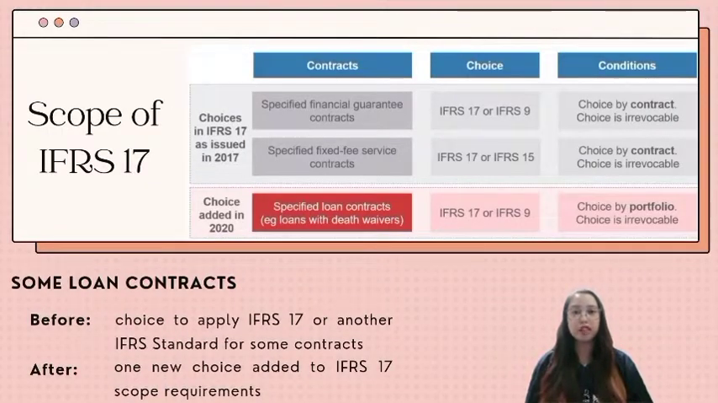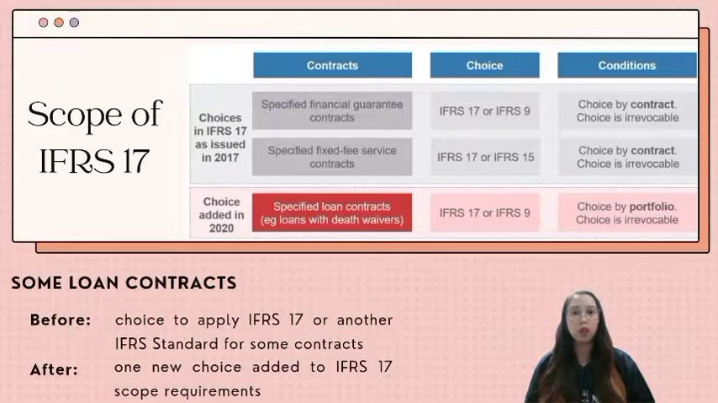So next naman po is another scope of IFRS 17, some loan contracts. So before, choice to apply IFRS 17 or another IFRS standard for some contracts. After, one new choice added to IFRS 17 scope requirements. Another amendment po about the scope in IFRS 17 is about some loan contracts. Nagbibigay po kasi ng option sa IFRS 17 kung paano po i-account yung ibang insurance contracts. Kung IFRS 17 po ba yung gagamitin nila or ibang standard.